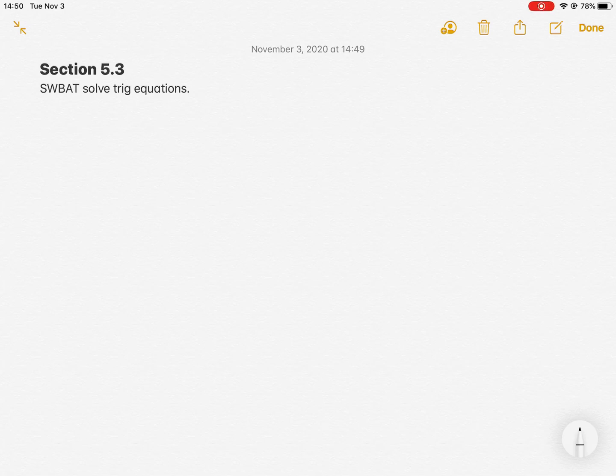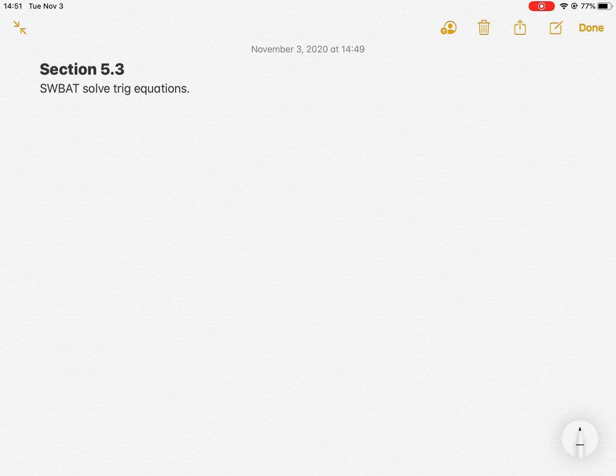All right, so the next section we're going to cover is section 5.3. You'll notice we actually skipped 5.2. That's because 5.2 really just deals with more content from 5.1, and I kind of wanted to skip that and get into actually solving trig equations. In the next section, we'll probably revisit some stuff from 5.2 and extend it a little bit further. But I wanted to get straight into solving.